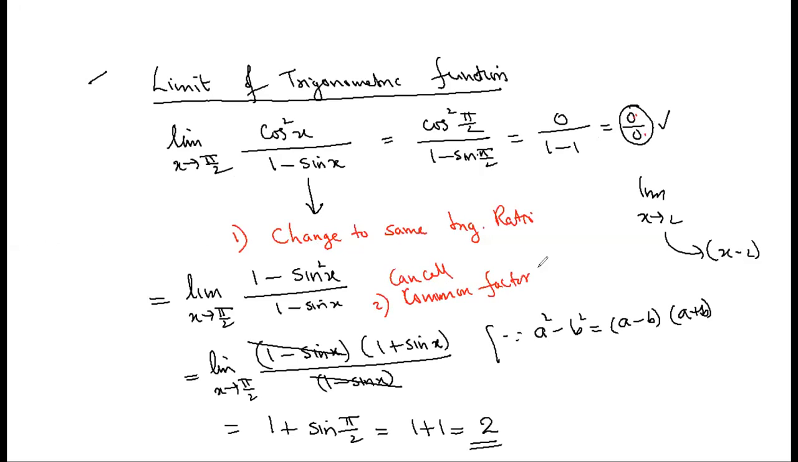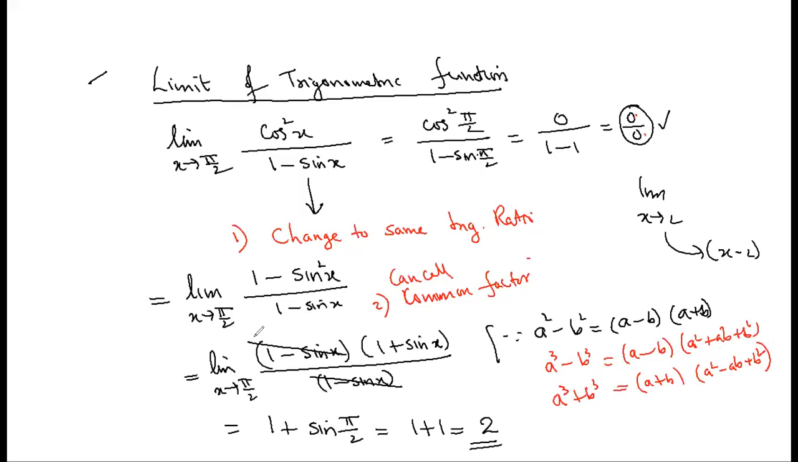And how do you obtain the common factor? By using any of these three formulae, you will get the common factor. Cancel the common factor and apply the limit.